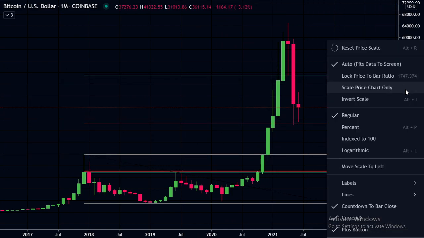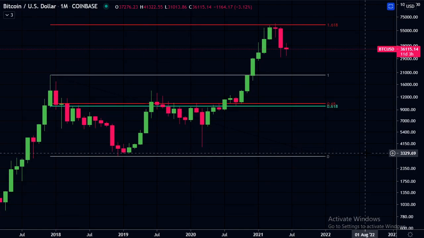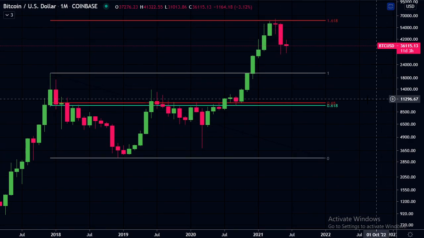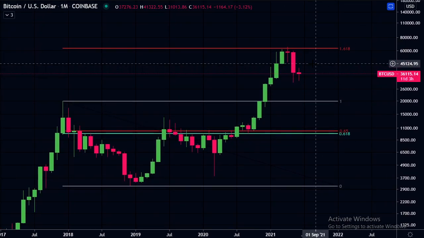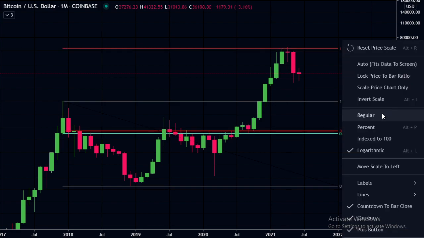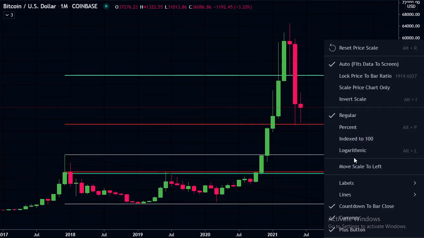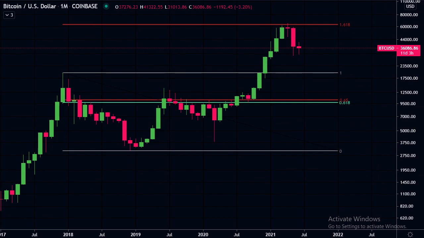And if we switch this to the logarithmic scale, what we can see is that 1.618 pretty much got exactly the top of this run here, all the way up at 63.5. Just to flip back so you can see it on regular and on logarithmic.